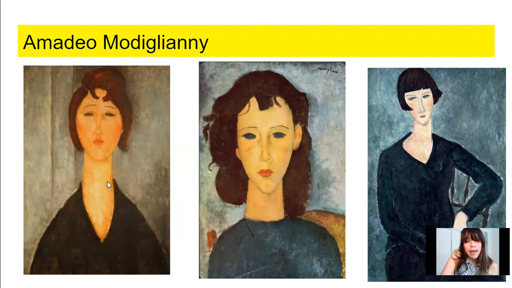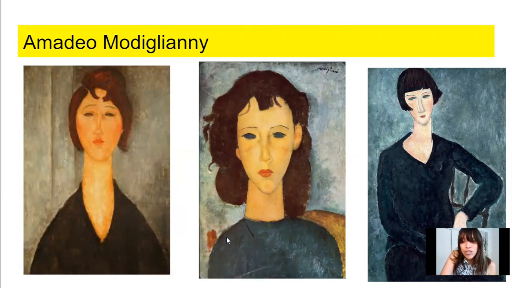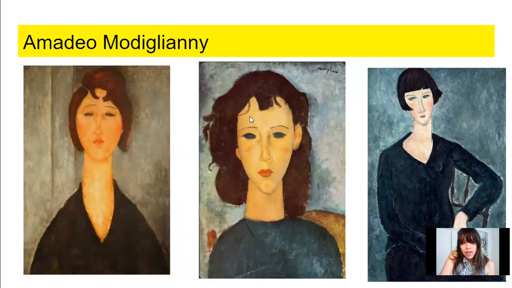First characteristic, the very, very long neck in all of these women. Very long faces, very oval. Very long noses in all the cases. Very small mouths. You see it? Remember this.